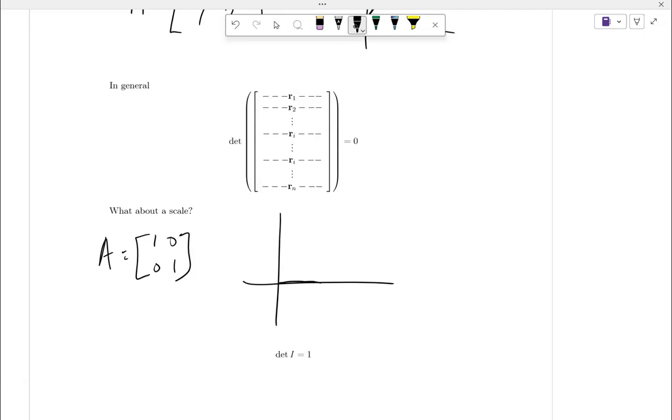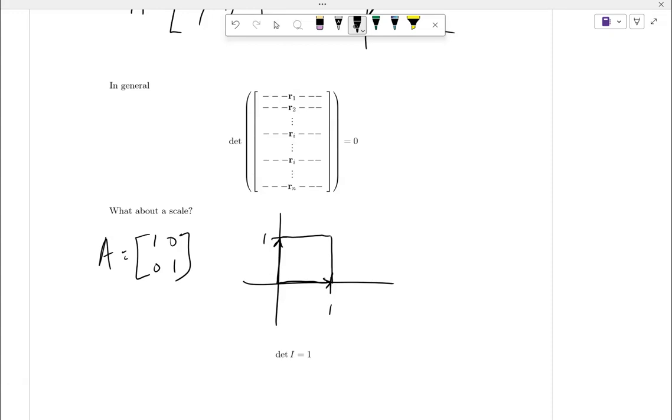Well, 1, 0 is that vector, and 0, 1 is that vector. If I make the parallelogram, what kind of special parallelogram did I just draw? It's a square, right? What are the side lengths of that square? 1. What area would you like that square to be? 1. Wonderful. Okay. So this is how we pick our scale.